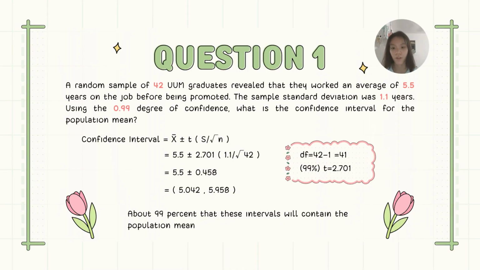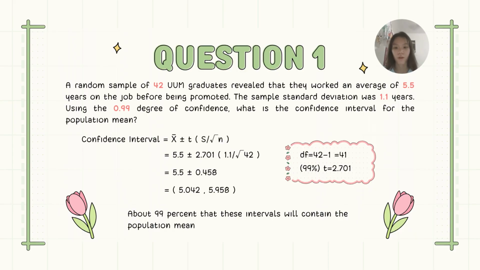So we can use the formula: sample mean plus minus t times sample standard deviation divided by square root of n. How do we find the t? For the t value, we need to see the t table. From the data given by the question, we know that our degrees of freedom is equal to n minus 1, so 42 minus 1 is equal to 41. Then we look for the column 99%, and we get t is equal to 2.701.